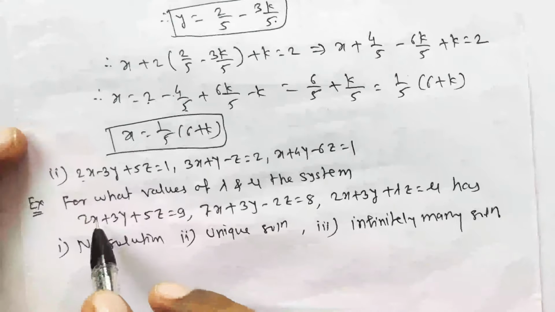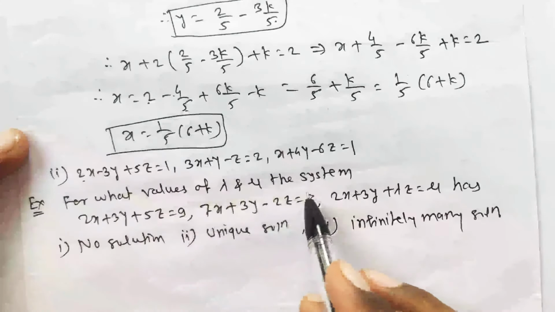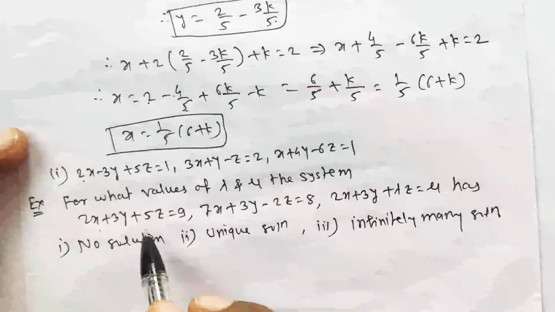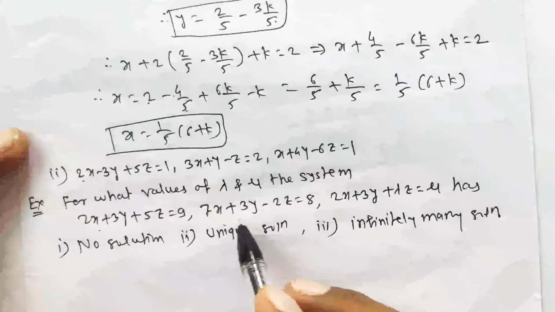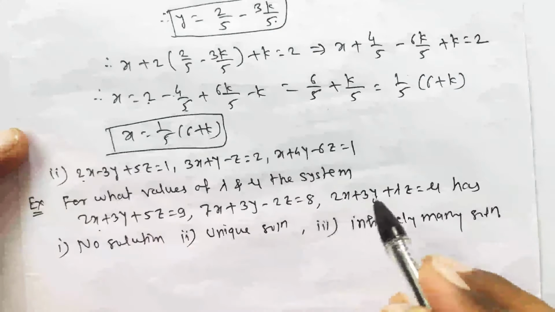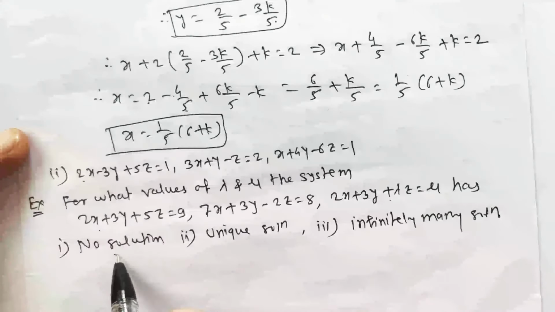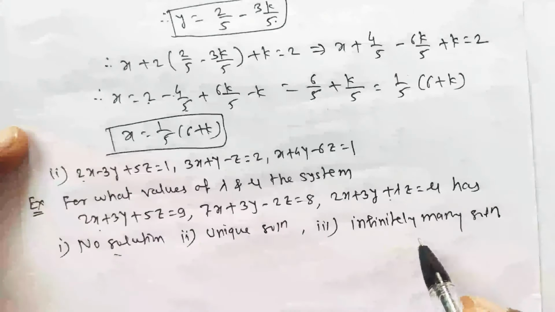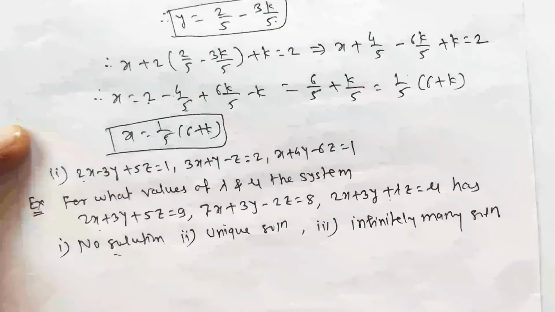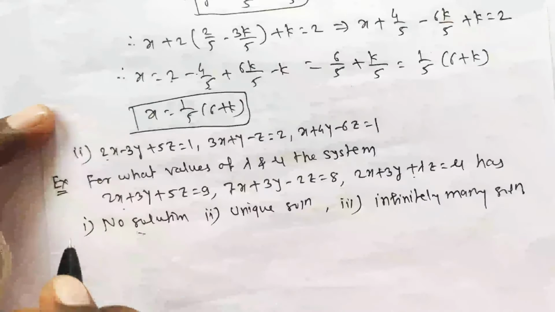Now the next example: for what values of lambda and mu does the system 2x plus 3y plus 5z equal to 9, 7x plus 3y minus 2z equal to 8, 2x plus 3y plus lambda z equal to mu have no solution, a unique solution, or infinitely many solutions? Such types of problems are important for exams. So how do we solve this?